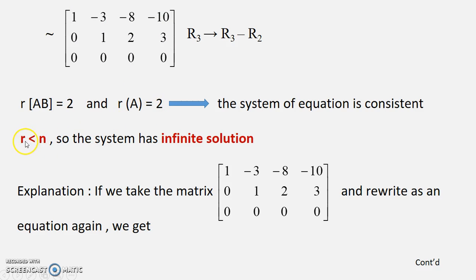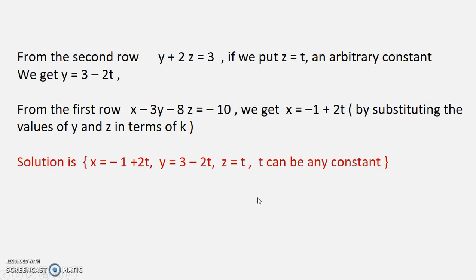That is the case r is less than n. What is r? Rank. And what is n? That's the number of unknowns. In this case, the system has infinite solutions. Okay. So, I'll explain it once again. When we write this as an equation again, we have y plus 2z equal to 3, where you need to put y or z as an arbitrary constant. So, let's take z as t. So, we can express y in terms of t, which is 3 minus 2t.